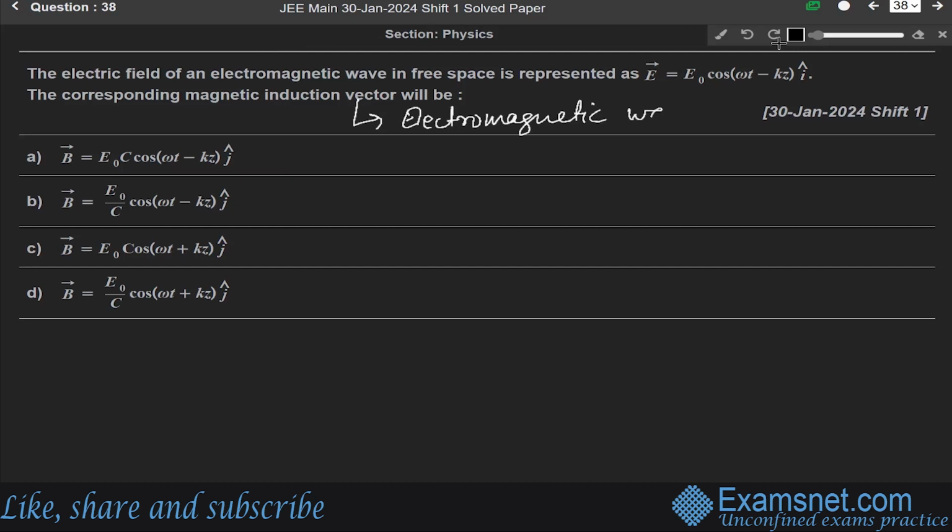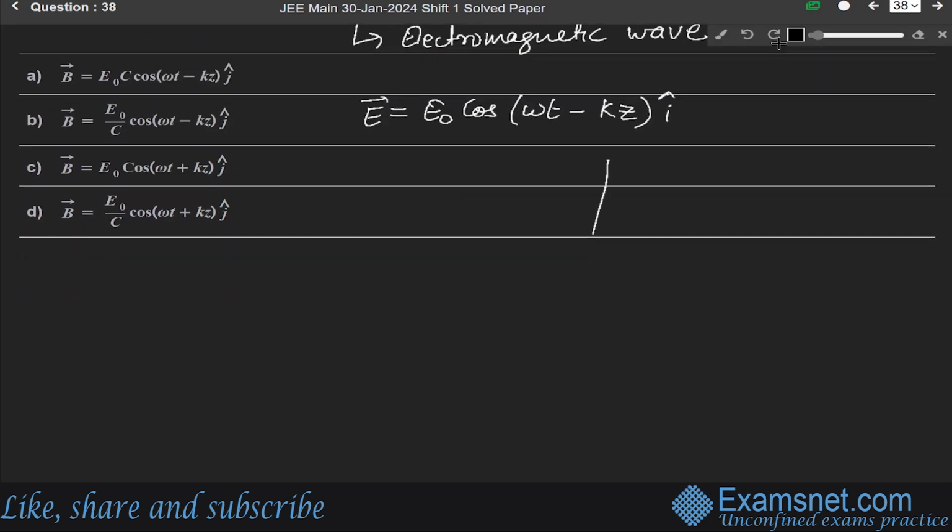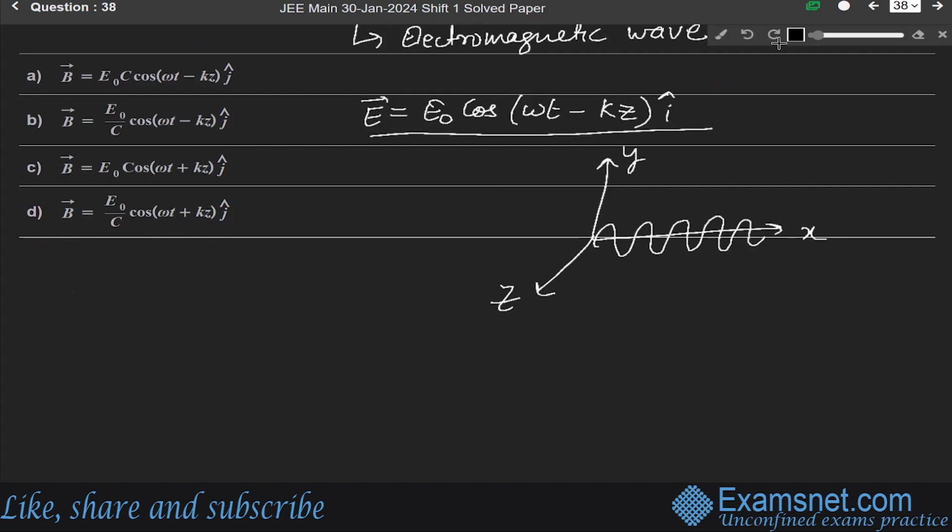Electromagnetic wave chapter. So E is given as E naught cos(omega t minus kz) i cap. Okay, it means x, y, z. It means the electric vector is in this direction. Its equation is given as E equals E naught cos(omega t minus kz), where E naught is the amplitude, omega is the angular frequency, k is the wave vector. And i cap is telling that the electric vector is in the x direction.